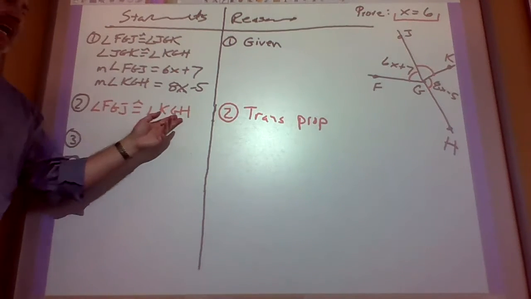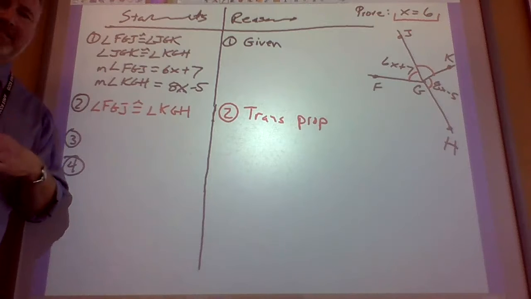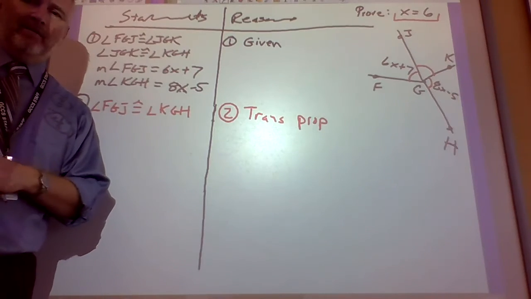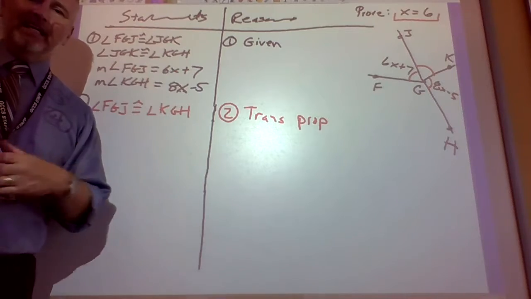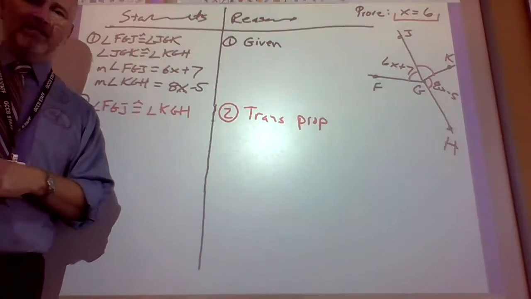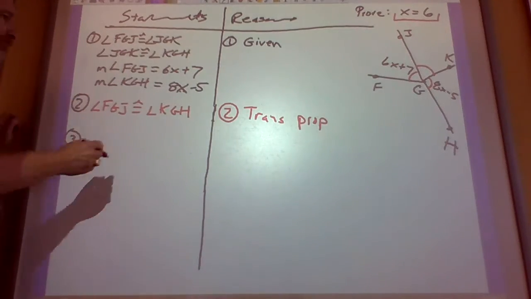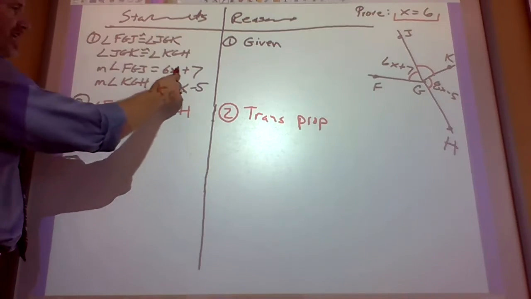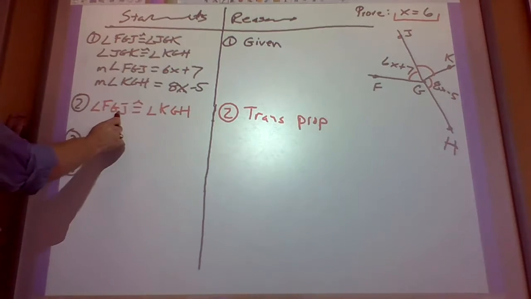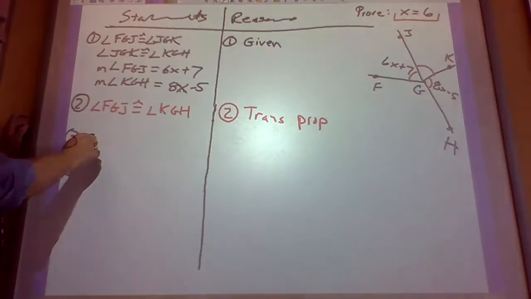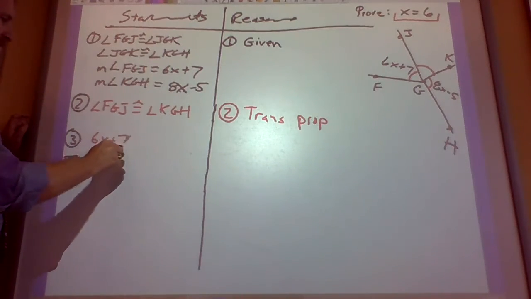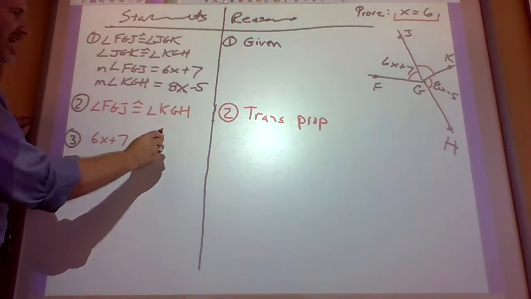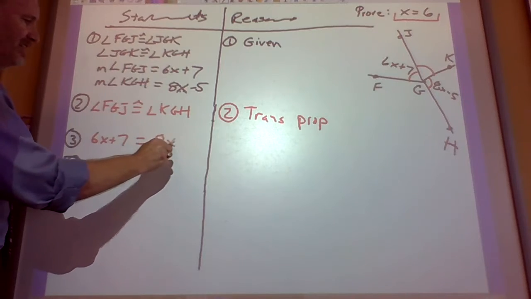So now I've got that. That's a very necessary baby step in this problem. If you leave it out, it'll be like the criminal getting free on a technicality because you left out a very important step. Now I can replace these angles with their values because I know both of them's values. I know FGJ, his value is 6x plus 7, and I'm going to make that equal to KGH's value, which is 8x minus 5.